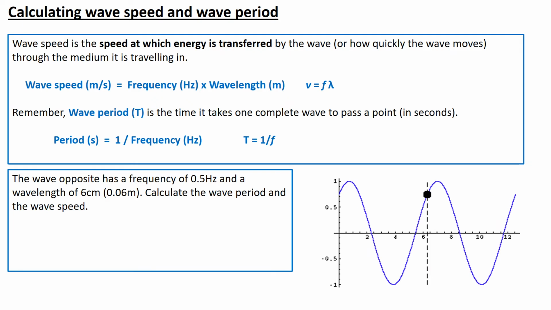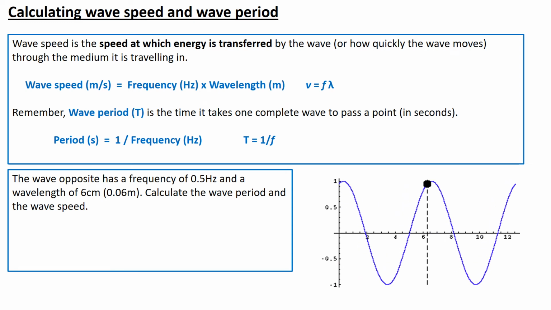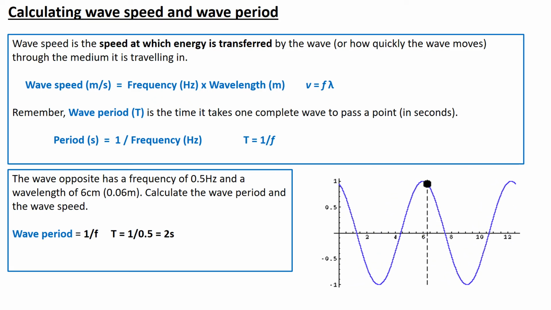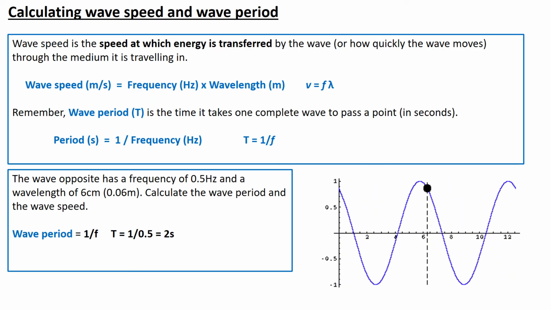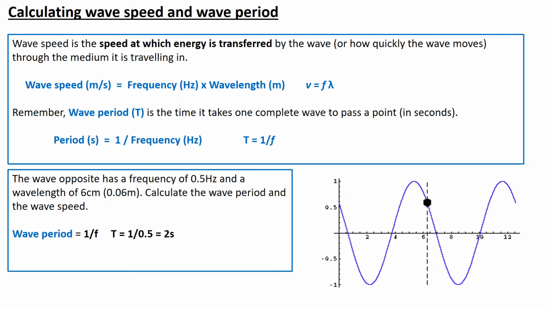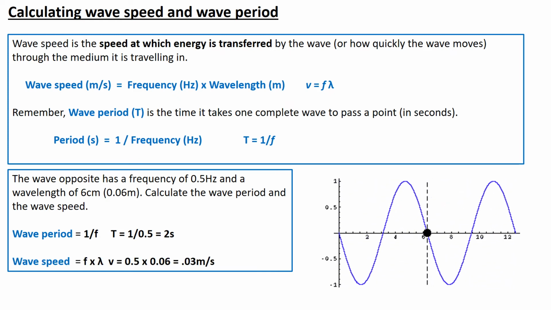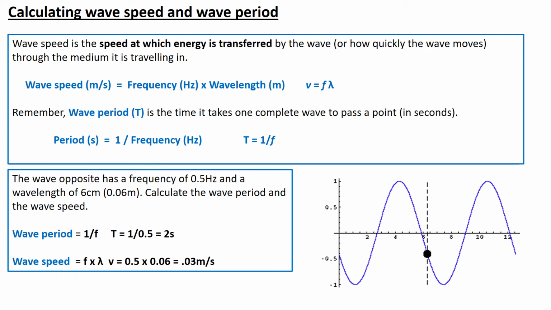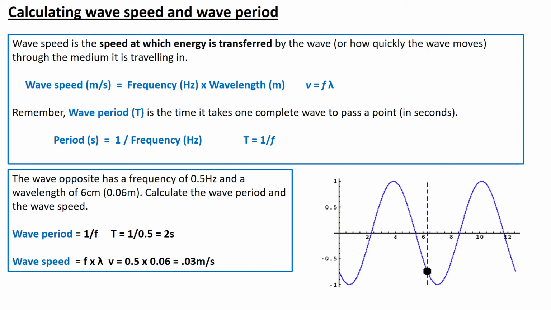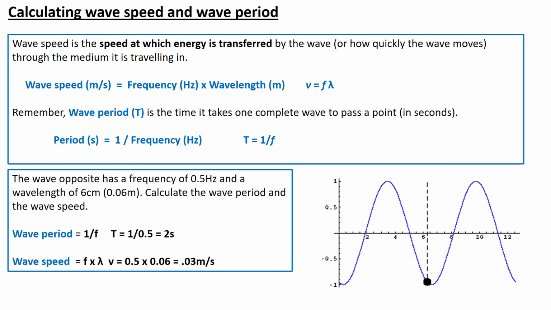So the wave opposite has a frequency of 0.5 Hertz and a wavelength of 6 centimeters. We need to convert that 6 centimeters into meters, and we need to calculate the wave period and the wave speed. To do this, we do 1 divided by 0.5, which gives me 2 seconds. Therefore, the wave speed is 0.5 times 0.06, which gives me a speed of 0.03 meters per second.